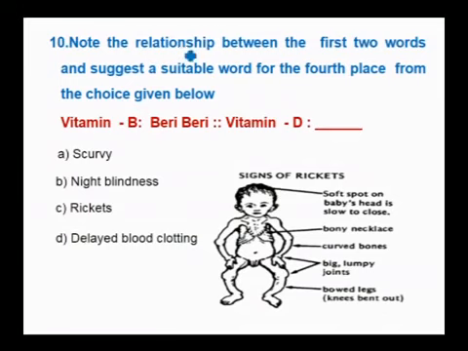Next question. Note the relationship between the first 2 words and suggest a suitable word for the 4th place from the choice given below. This is a condition of deficiency of the vitamins. Vitamin B deficiency leads to beriberi. Then vitamin D deficiency leads to what? Options are scurvy, night blindness, rickets, delayed blood clotting.